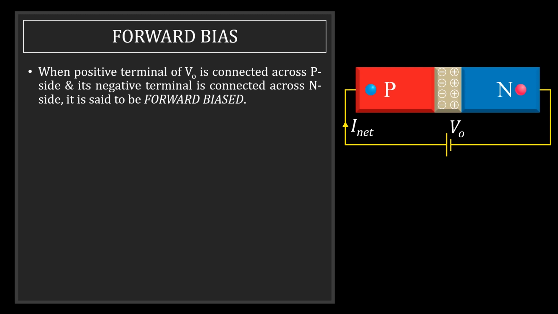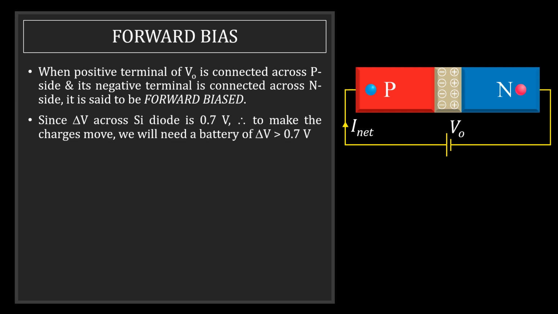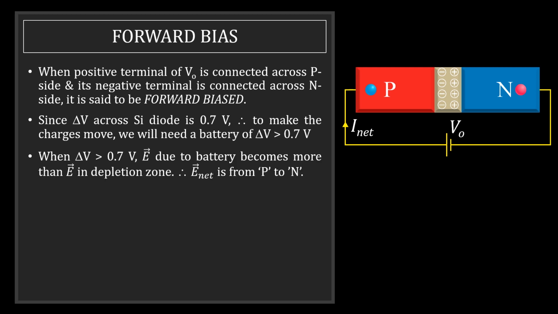Why am I saying that? Because if you remember, the potential difference across depletion zone was 0.7 volt. Unless you connect a battery of EMF more than 0.7 volt, no current will flow. Now, because the potential difference across the battery is more than 0.7 volt, the electric field that will be created by battery will be more than the electric field at the depletion zone. So the net electric field is going to be to the right.